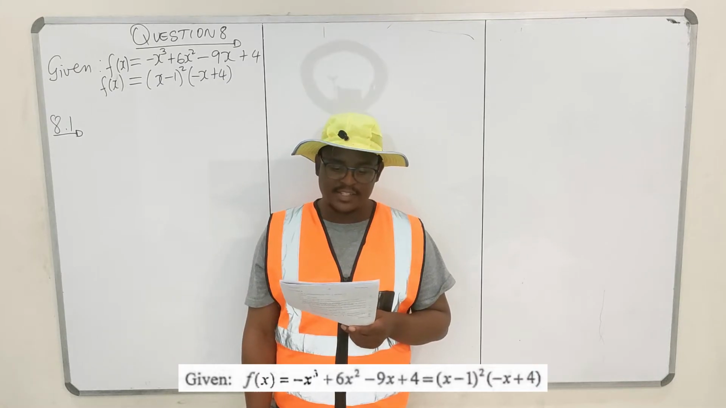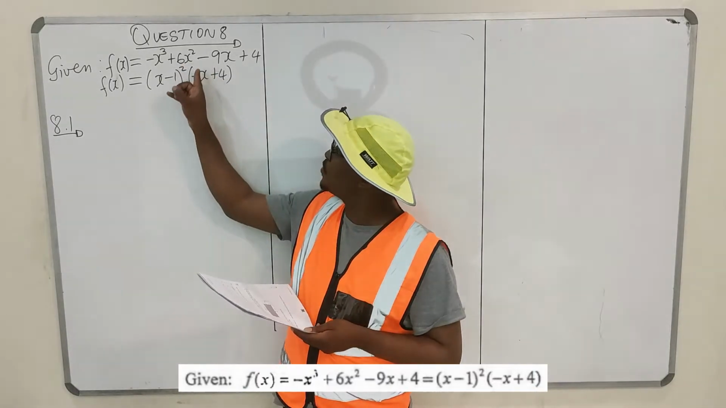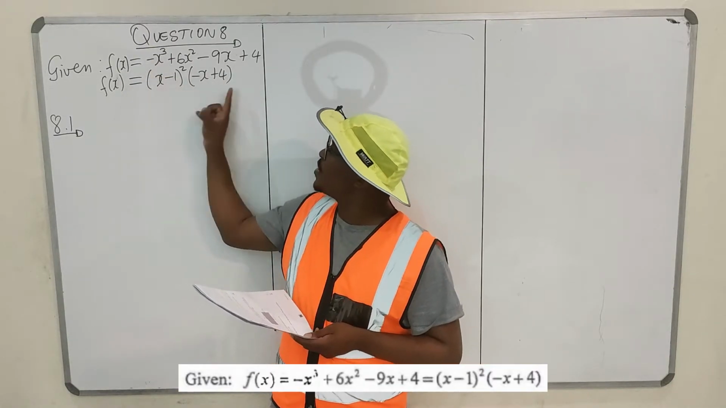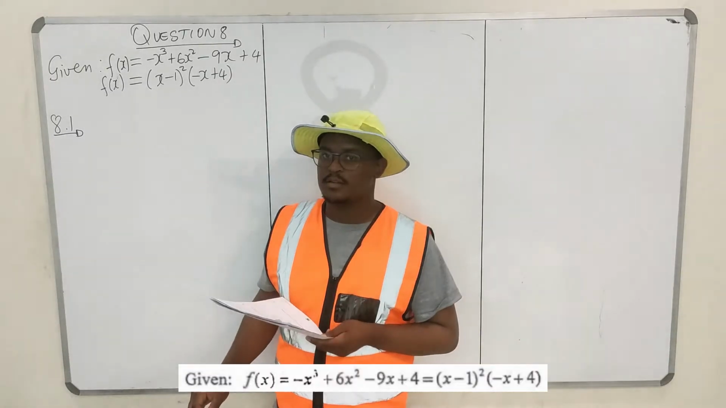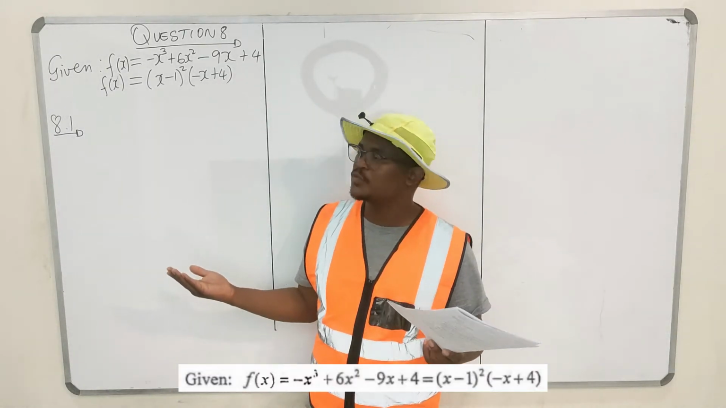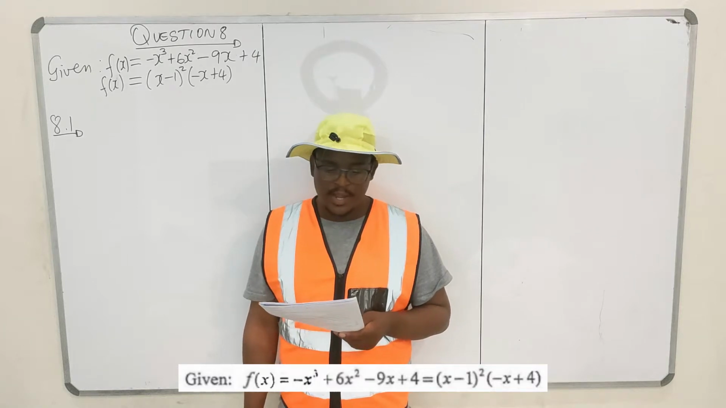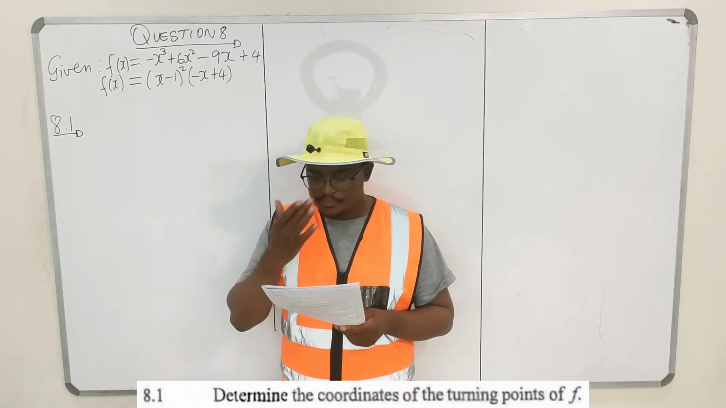Given f of x to be this equation here. So we're given that f of x is this equation. When it is factorized, it is this one down here, right? So that's all they gave you. So you are given this cubic equation. Let's go.